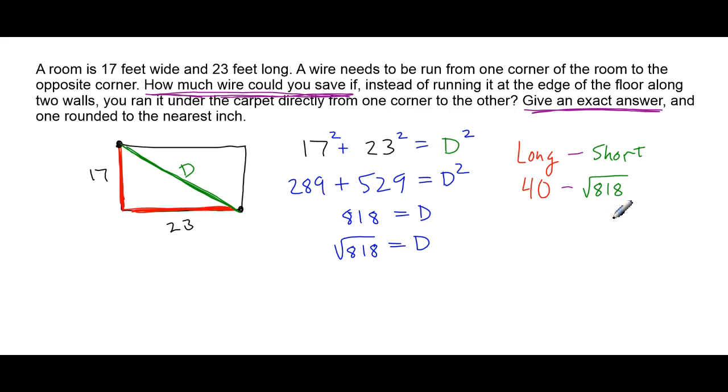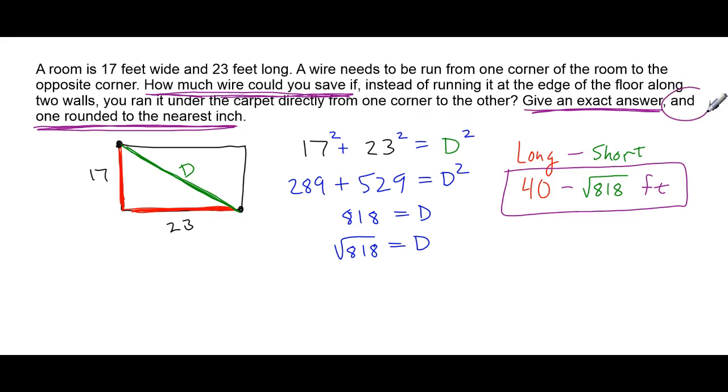We're kind of stuck. If they want an exact answer, there is your exact answer. We will save 40 minus square root of 818 feet of wire. That's not a very practical answer, though. That doesn't really tell me, is that a lot of wire? Is this expensive? I don't know. So there is also in this question, this part of the answer we're supposed to provide. It says, and 1 rounded to the nearest inch.